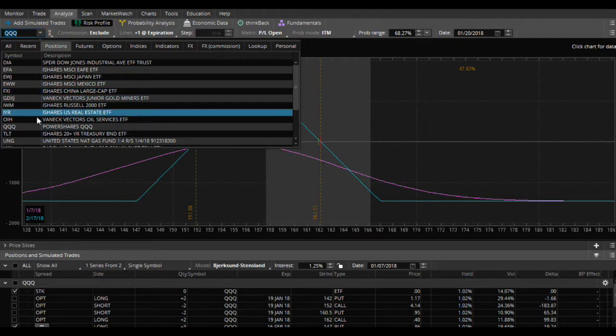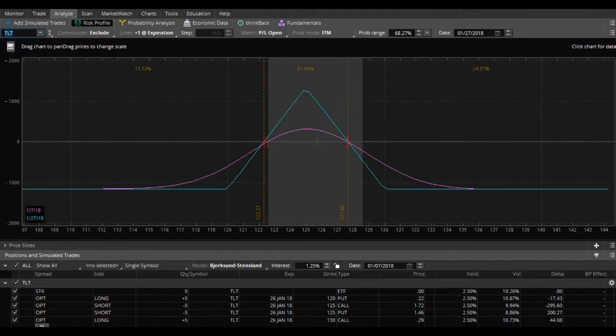Okay, let's go to TLT. TLT looks good. Nothing to say here. We actually might be getting this trade off because it looks good. We're probably nearing that 25% there, and so be on the lookout for this trade to potentially come off.